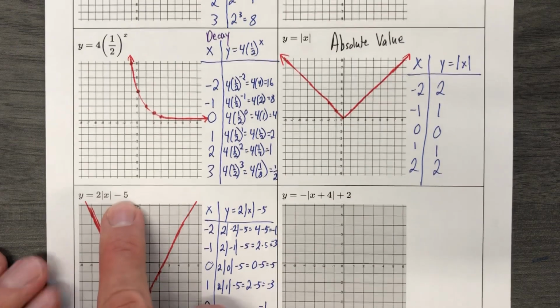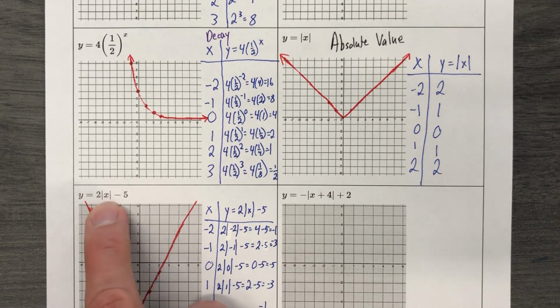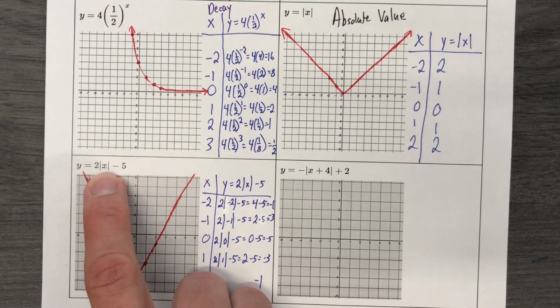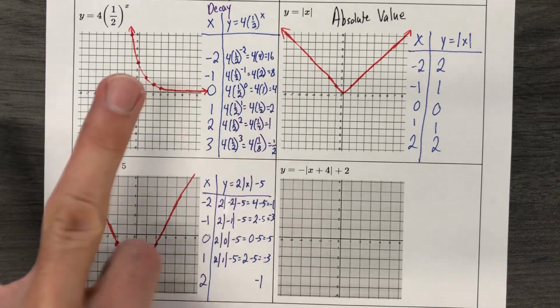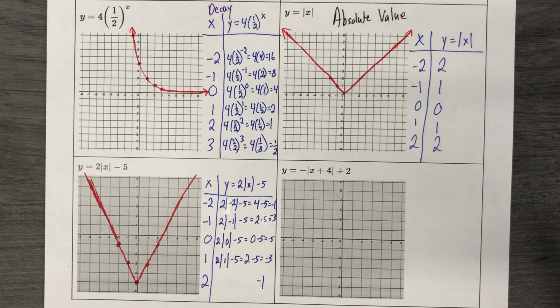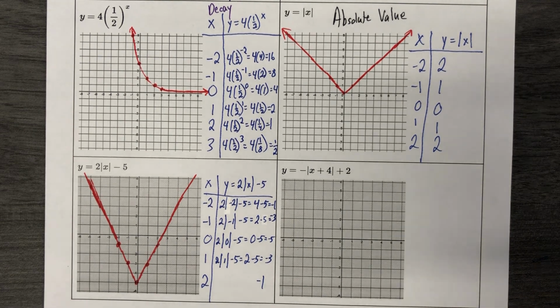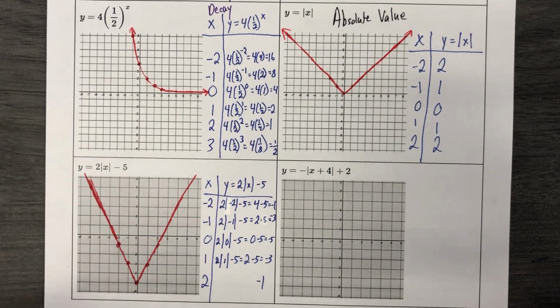Now, back to this -5. This -5 is not with your x. It is not being absolute valued. If it was, then it would be shifted horizontally. So now let's do the next one, and we're going to do it by hand without a table. Yes, last one we're going to do. Here goes. Last one like this we're going to do.